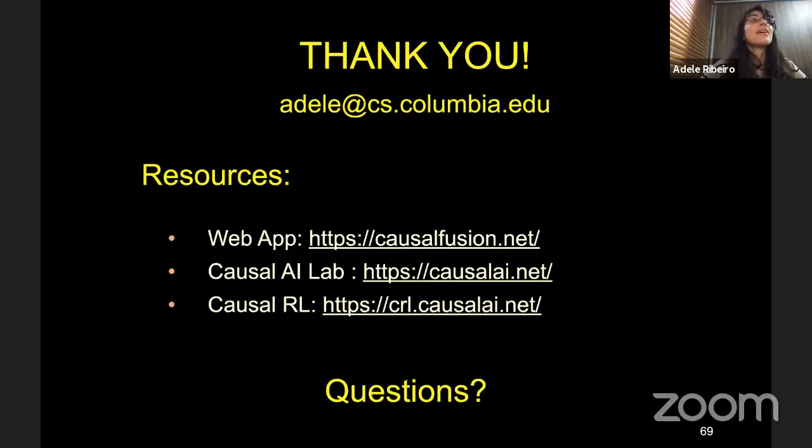Could you please recommend some references on structure learning? There's a huge literature. A lot of people are working on this right now. If you are starting, I really recommend that you start by looking at the FCI algorithm. The FCI algorithm is based on conditional independence tests. So it's a constraint-based algorithm.